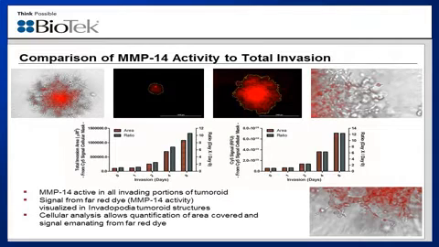Then using the results that were calculated, we can compare either the area coverage shown in the graph on the left or the total Cy5 signal seen here on the graph on the right within each object mask. This then allows you to specifically quantify the extent of MMP activity over time.